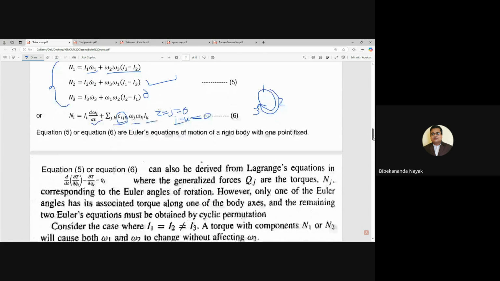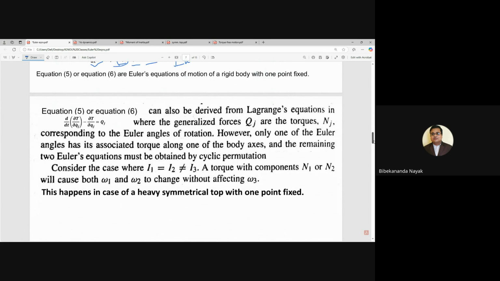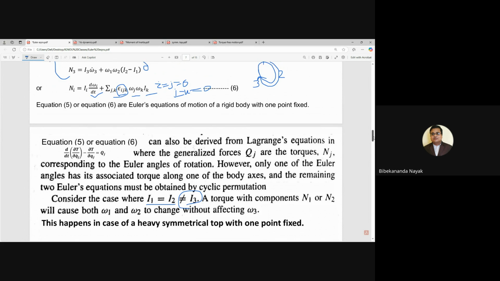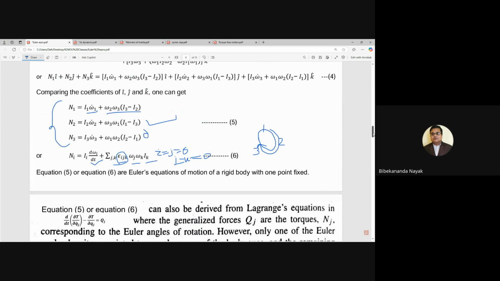1 point fixed. Okay. For a heavy symmetrical top, the next topic, symmetrical means I1 is equal to I2 but not equal to I3, symmetric about the third z axis. So I1 is equal to I3. Okay. Now another thing is torque free motion of a rigid body.